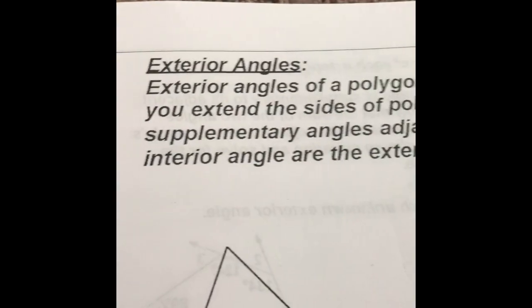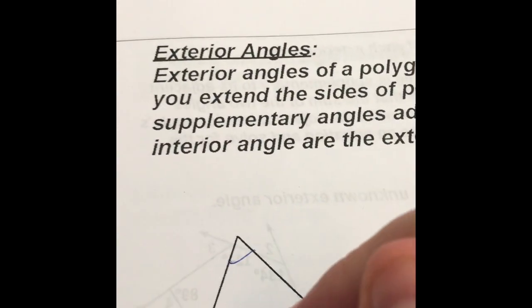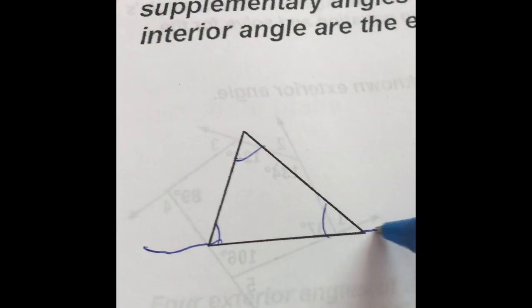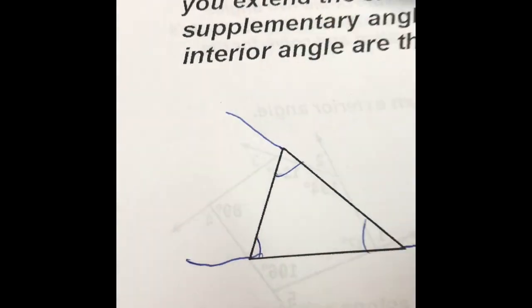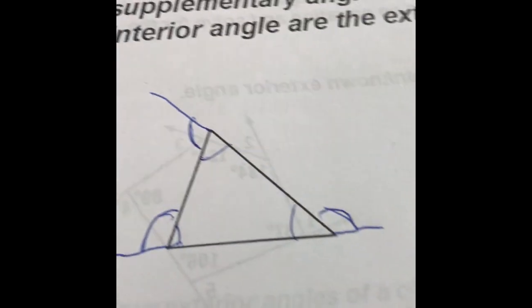All right, exterior angles. So on the last page we did interior angles. Interior angle means inside the shape. Those are interior angles. Exterior angles are, imagine you extend the sides of the triangle. If you could extend them, the exterior angles are the ones that are outside of the shape. Okay, the ones that are outside. Those are the exterior angles.